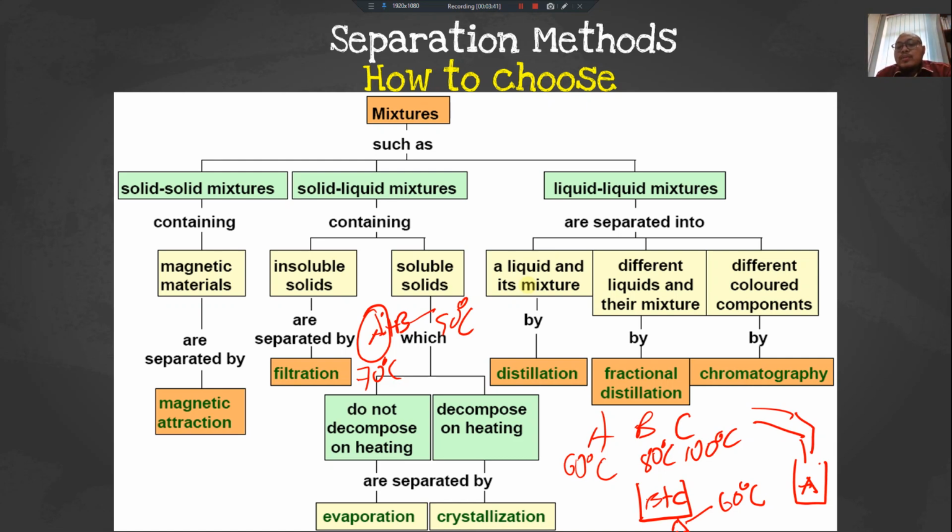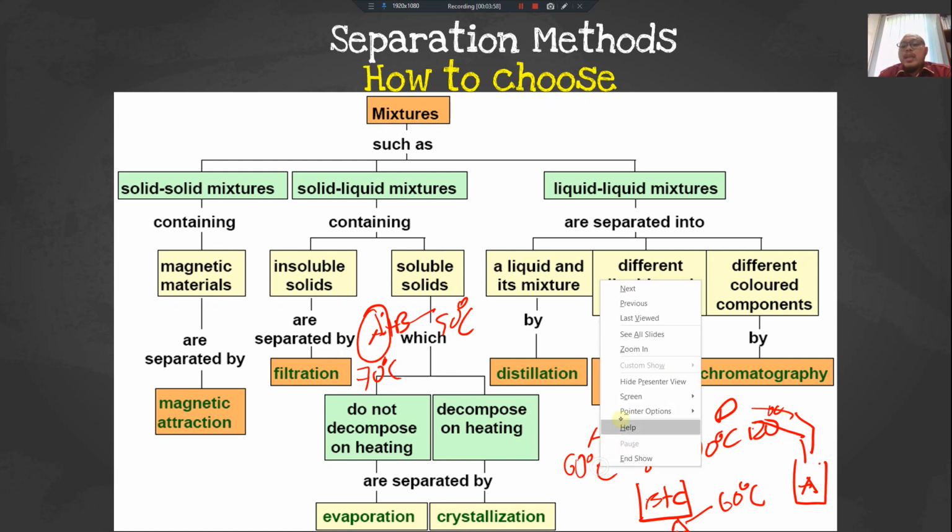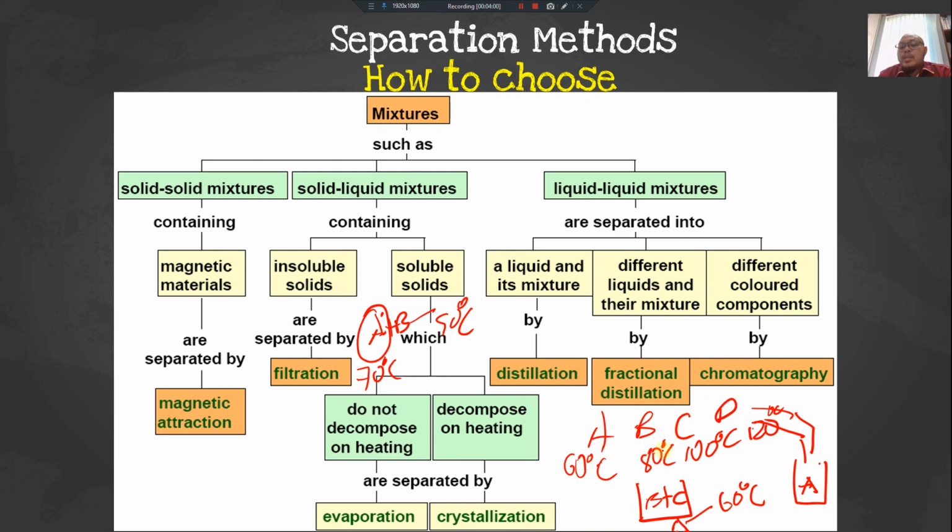Okay, so you need to separate different liquids and their mixture. It means that you have A, B, C, D, so you need to do fractional distillation. For example, D at 100 degrees C. It means that you perform for A first. After A is finished, then you do for B. After B is finished, then you do for C. That is what we call fractional distillation. You go one by one.